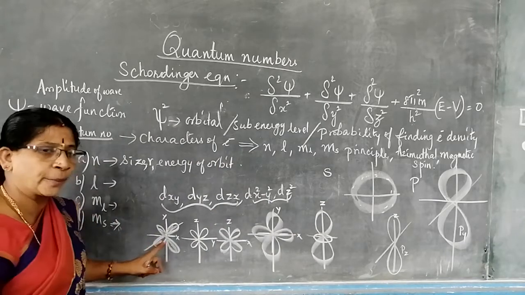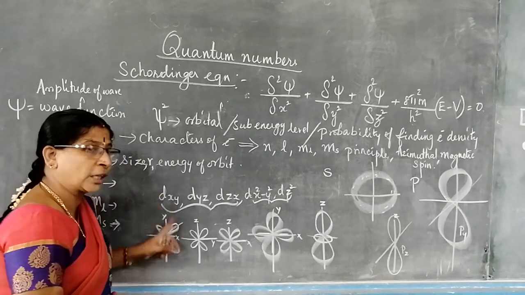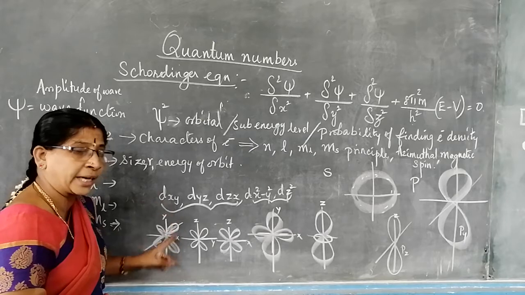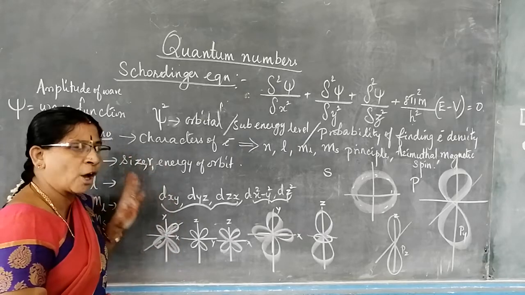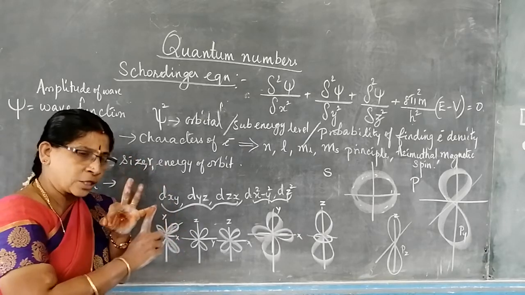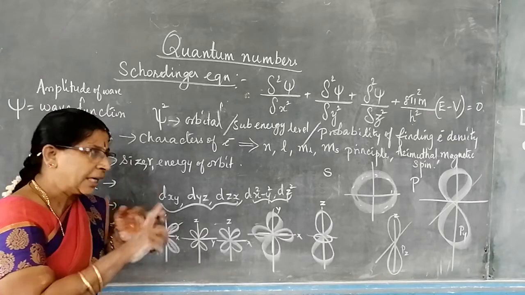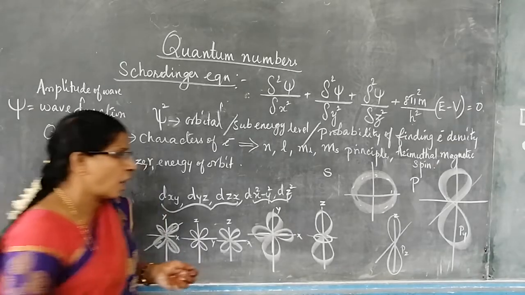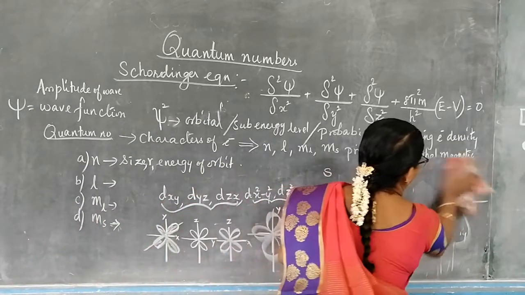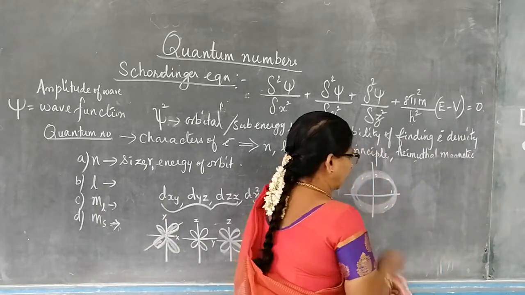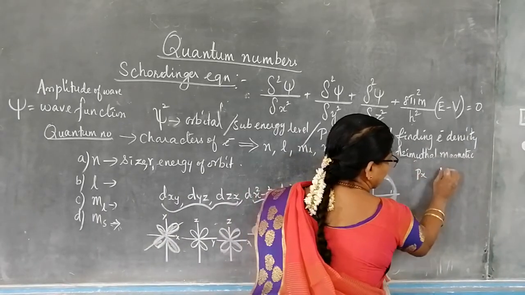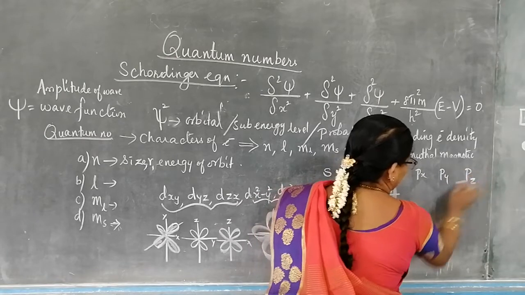All the 5 d orbitals. They will ask you to draw the electron boundary diagram of all the orbitals which are in our course: s orbital, p orbital, d orbital. If you want, I will draw the p orbital again separately. This is the s orbital; p orbital: px, py, pz.